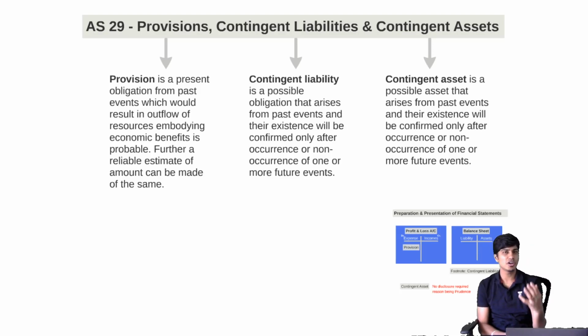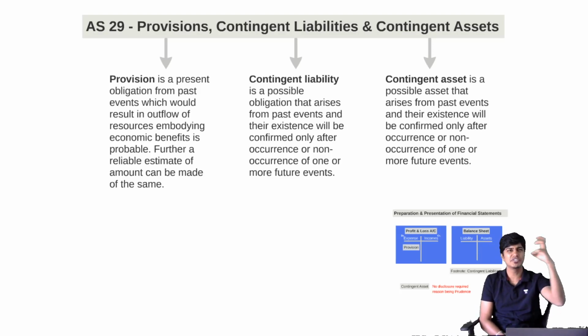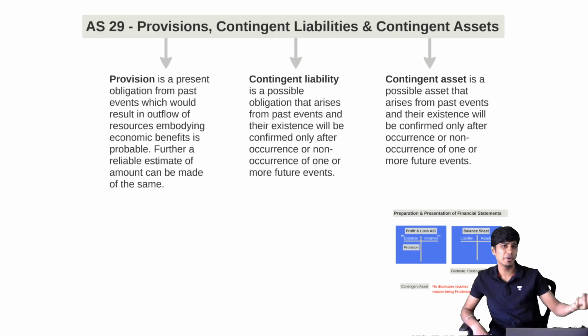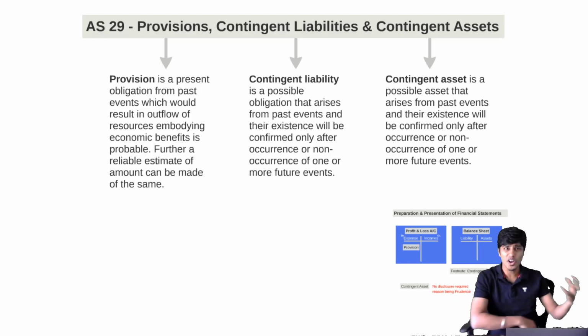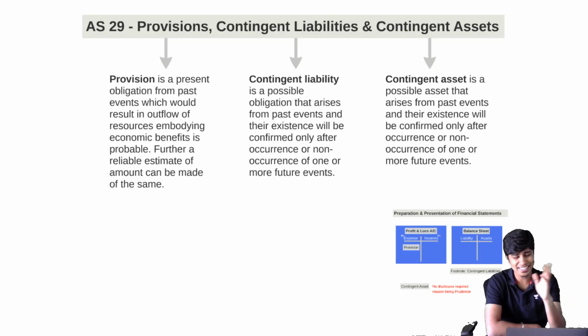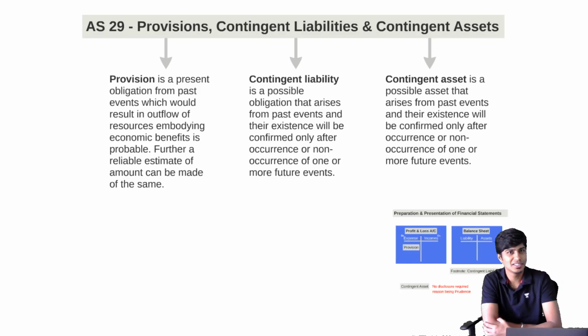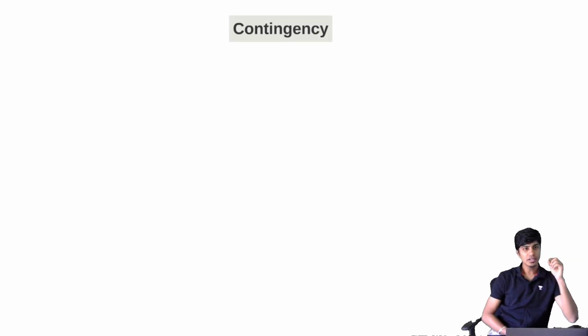Contingent liability is a possible obligation that arises from a past event, whose existence is dependent on the occurrence or non-occurrence of one or more future events. And contingent asset, same thing. Instead of writing possible obligation, we read it as possible asset. Not so easy to remember, no? I know it was a little too harsh and too much overhead for you people to grasp. Let me make it easy for you.